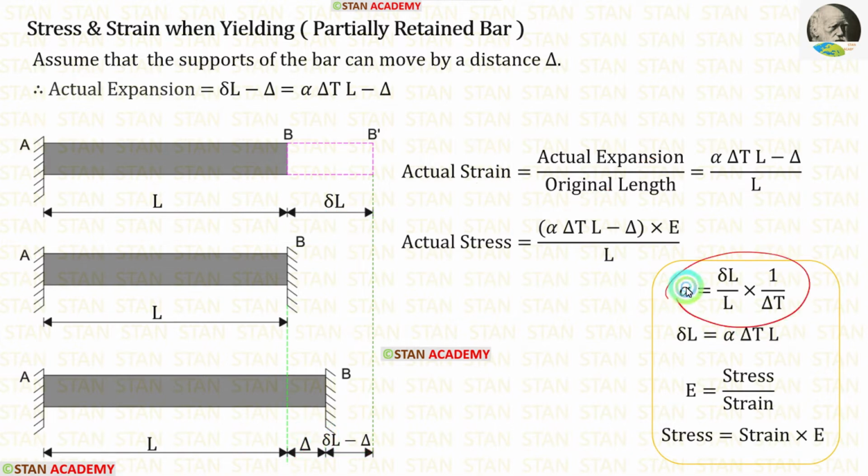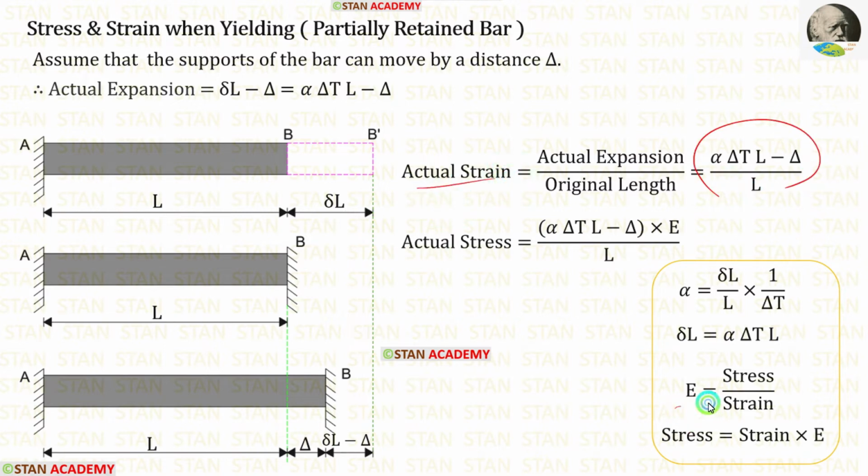From this expression, we can get delta L, which is equal to alpha into delta T into L. So delta L minus delta is equal to alpha delta T L minus delta. For the actual expansion, let us apply this. This is the formula for the actual strain.